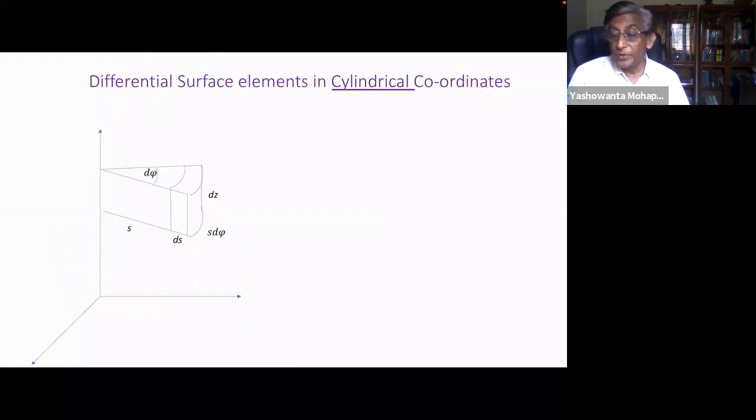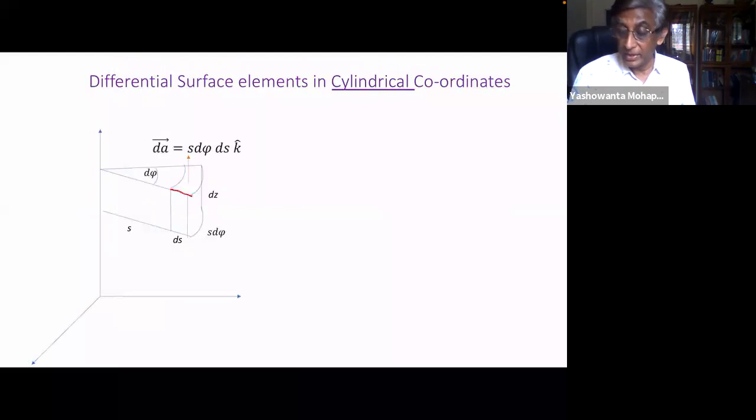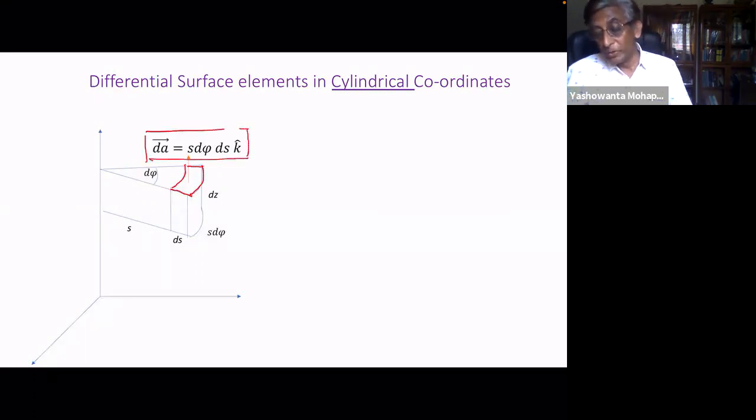So how do I write differential surface elements in cylindrical coordinates? How do I write this particular surface? I have put an arrow there. This will be pointing in the k direction. And this is ds, this is ds, and this is s d phi, small. All right, so dA, and it's pointing in the k direction. The below one would be pointing in the minus k direction, just vertically below that.